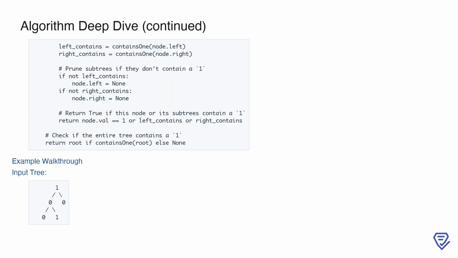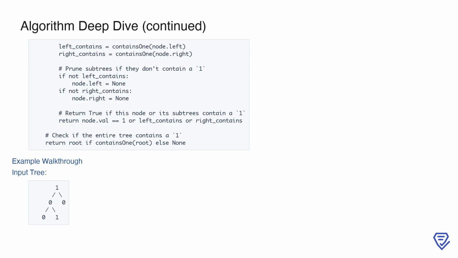Here is the pseudocode for the pruning process. We define a helper function contains1 that performs the recursive traversal. If the current node is null, the function returns false. It then checks the left and right subtrees by recursively calling contains1. If the left subtree does not contain a 1, the left child of the current node is set to null. Similarly, if the right subtree does not contain a 1, the right child is set to null. Finally, the function returns true if the current node's value is 1 or if any of its subtrees contain a 1.